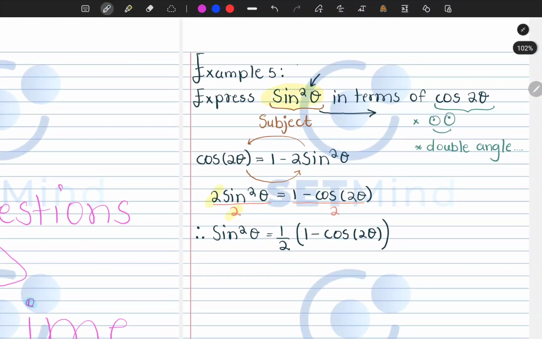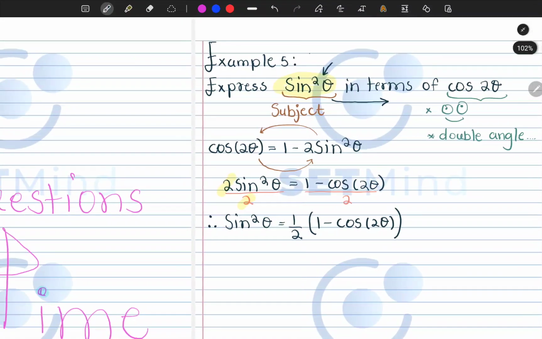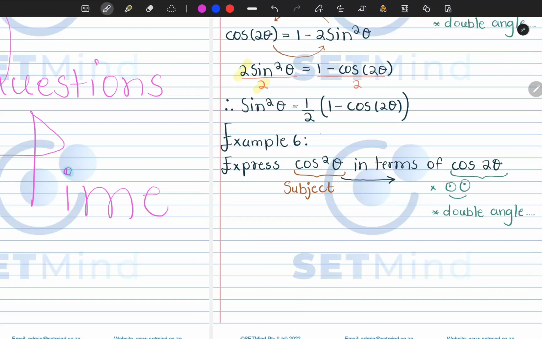Okay, let's go and have a look at example number 5, where we will be making cos squared theta the subject, or writing it in terms of cos 2 theta. Let's now have a look at example number 6, where we are told to express cos squared theta in terms of cos of 2 theta. As always, we have come to an understanding that cos squared theta is the subject, and that cos 2 theta is somewhat a double angle, so we need to express the subject in terms of cos 2 theta.